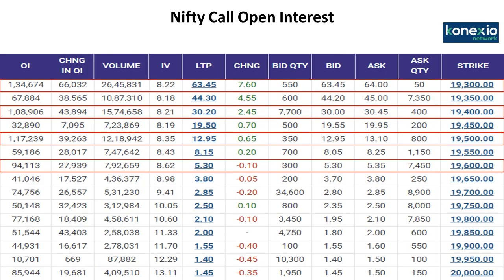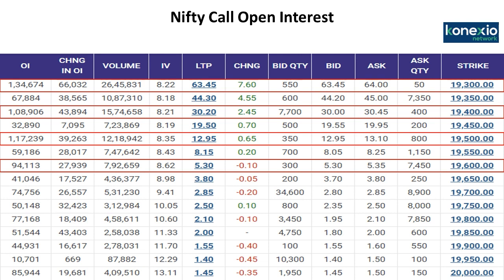Now, friends, let us discuss the Nifty option calls. You will see on the screen the Nifty call data. In Nifty calls, the action was seen in 19,300 calls, 19,400 calls, 19,500 and 19,600 calls. Here you can see there is a rise in the volumes and a rise in the open interest. The most important thing is the implied volatility, which is low, which is a bullish sign.